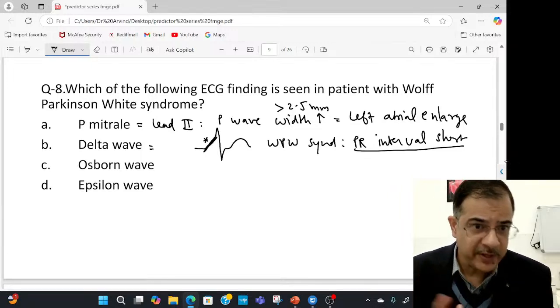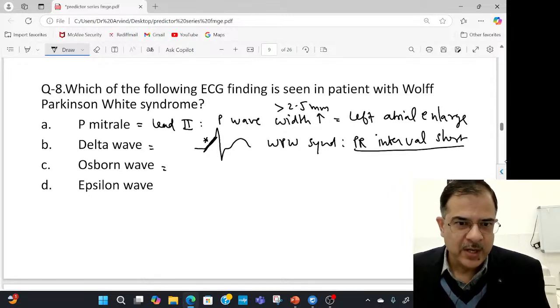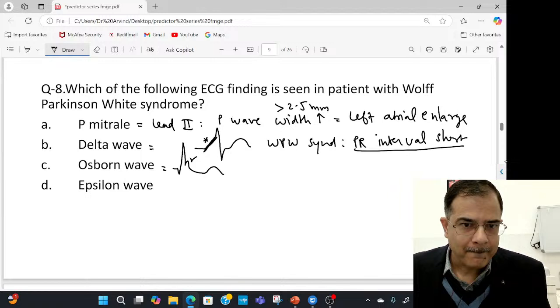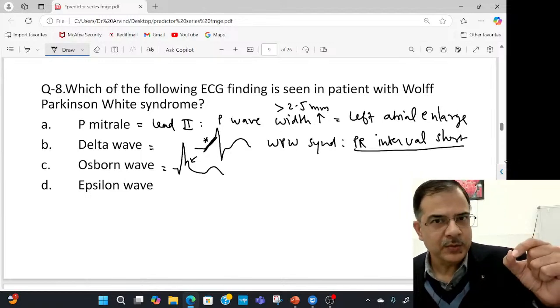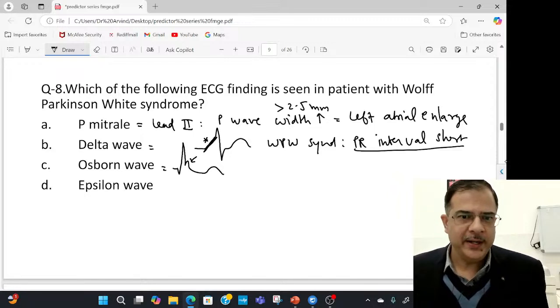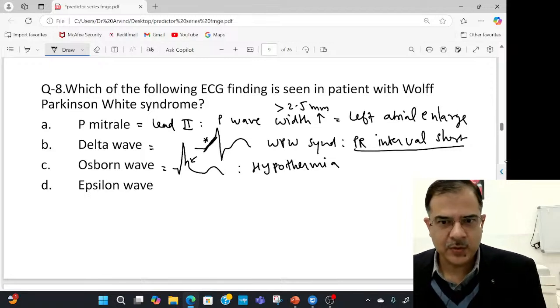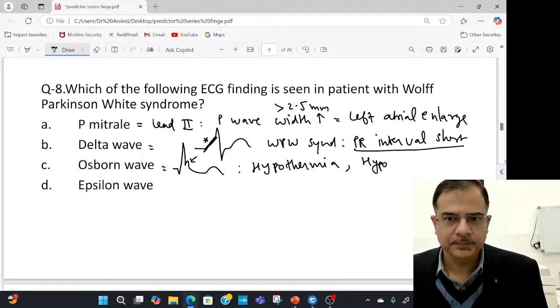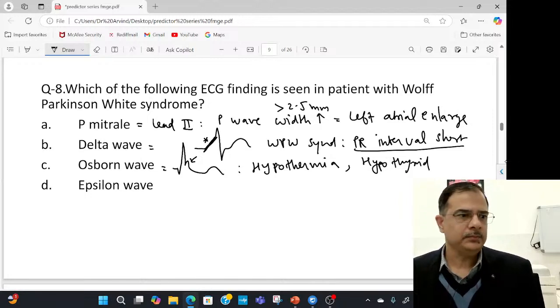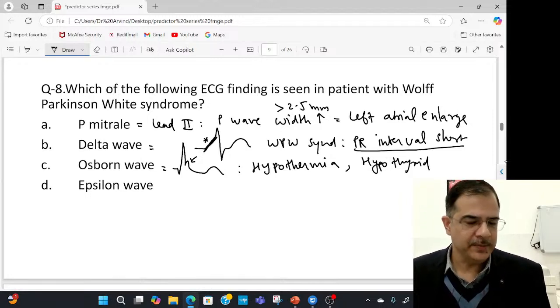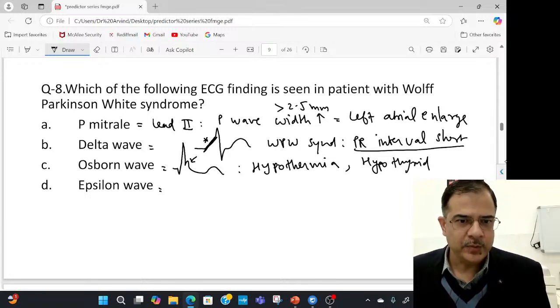Now, what about the Osborne wave? Can anyone tell me what is Osborne wave? Osborne wave is this wave. Just after the QRS, instead of a point, there is a wave, and this is seen in cases of hypothermia. Other cause is hypothyroidism. Yes, great. Now, epsilon wave. Epsilon wave is this wave.